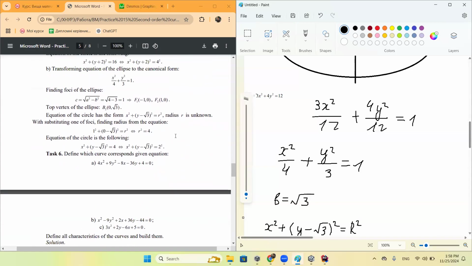Okay, if no questions, let's have a break and then we will continue defining curves of the second order. So we will have to reduce to the canonical form and find the characteristics. And now let's have a break for 5 minutes.